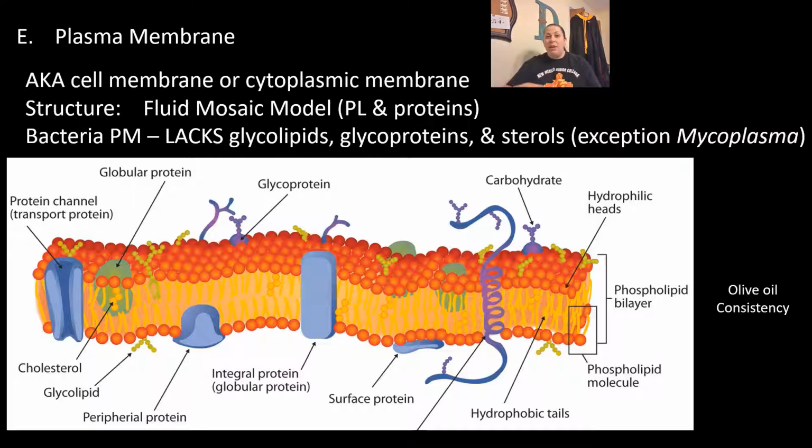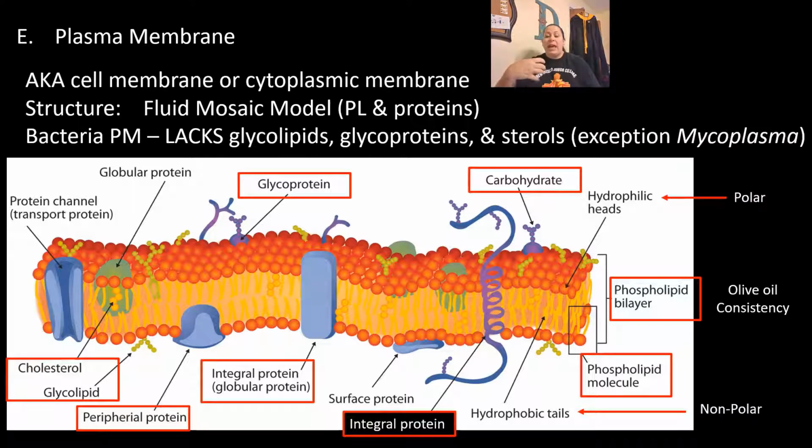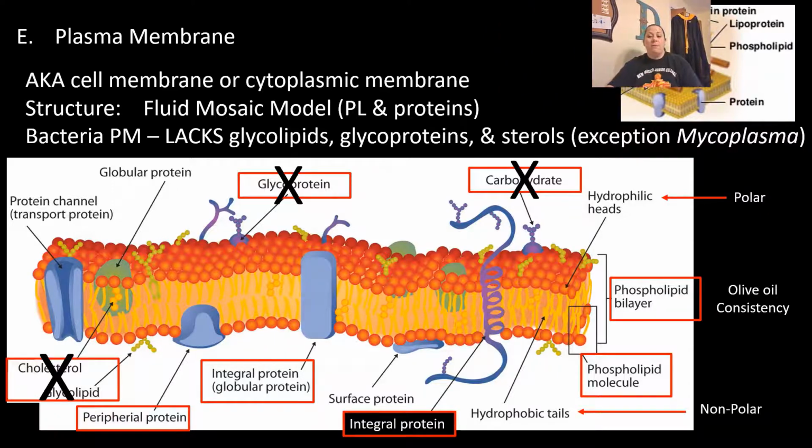When we talk about bacteria plasma membranes, they actually do not contain certain structures like animal plasma membranes contain. They don't contain the glycoproteins, the glycolipids, or the sterols, except for the mycoplasma that we talked about earlier. They do retain, however, the integral proteins, the peripheral proteins, and the surface proteins. So they still contain all those protein structures, they just don't have the others. Now remember, when we have this phospholipid bilayer, the head of the phospholipid is hydrophilic, liking water. The tails, however, are hydrophobic.